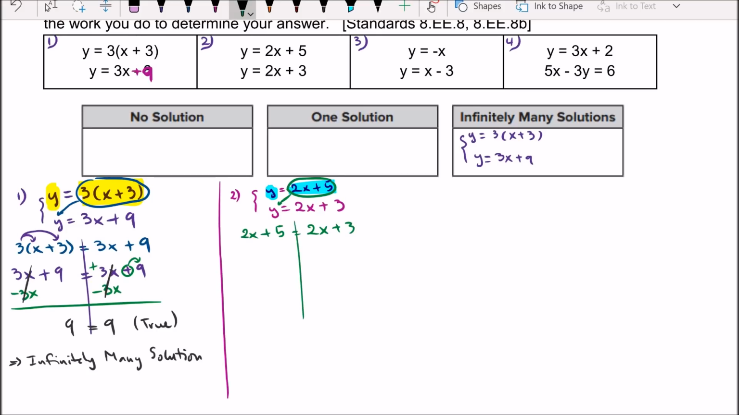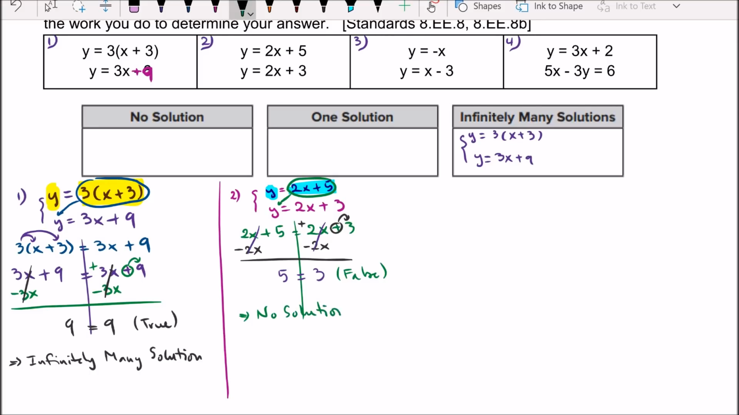To solve this equation, same thing. The positive sign belongs to 3. The sign of 2x is positive. You're going to subtract 2x on both sides to get x on the same side. Okay, 2x cancels out with 2x, leaving you with 5 equal to 3. And 5 equal to 3 obviously is a false statement. 5 is not equal to 3. So the final answer for this is no solution.